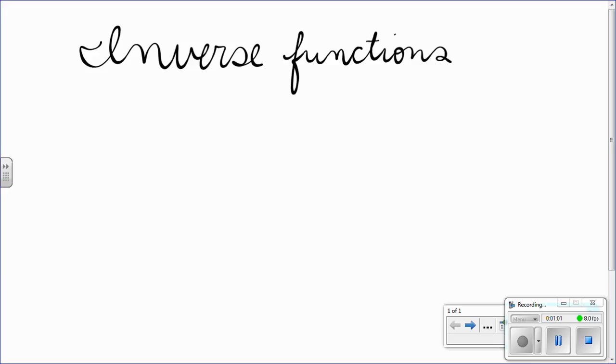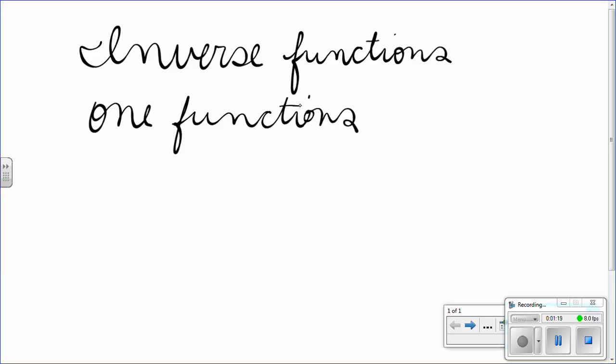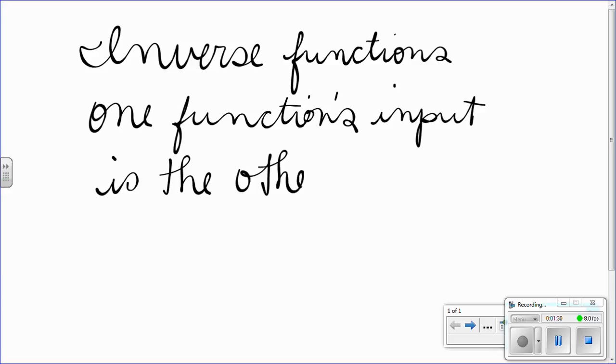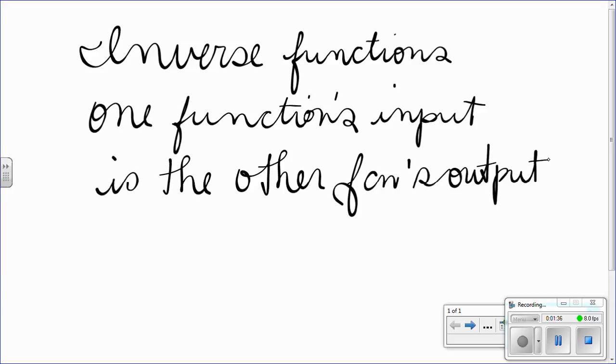They have swapped domain and range. That's just an inverse function.